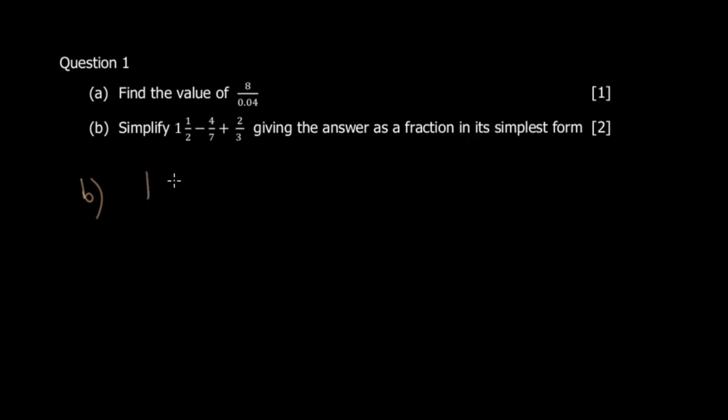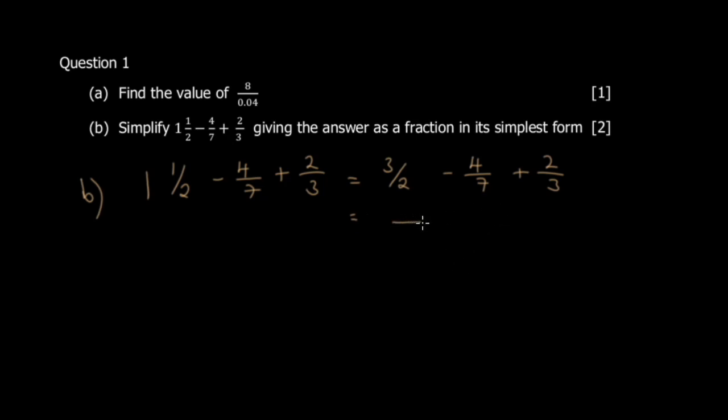Okay, so we have 1.5. This is also primary school stuff. Minus 4 by 7 plus 2 by 3. So here we change this into an improper fraction. We do that by multiplying 1 by 2, then we get 2 plus 1, so we get 3. So this is 3 by 2 minus 4 by 7 plus 2 by 3, like this.